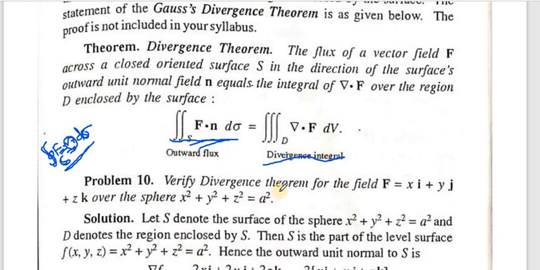Problem: verify the divergence theorem for the field f equal to xi plus yj plus zk over the sphere x square plus y square plus z square equal to a square. Firstly we have to find the double integral over S of f dot n d sigma. We have to find the value of f dot n d sigma. So we have to find the surface, which here is the sphere x square plus y square plus z square equal to a square.